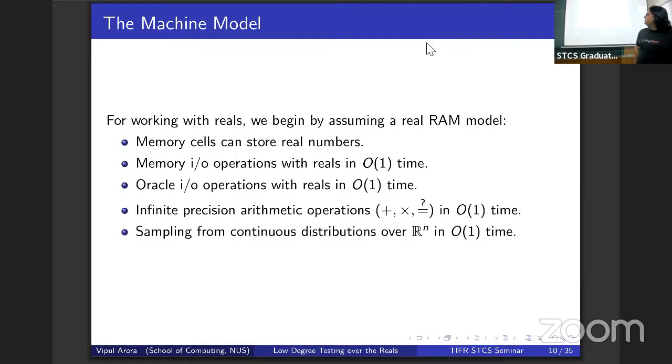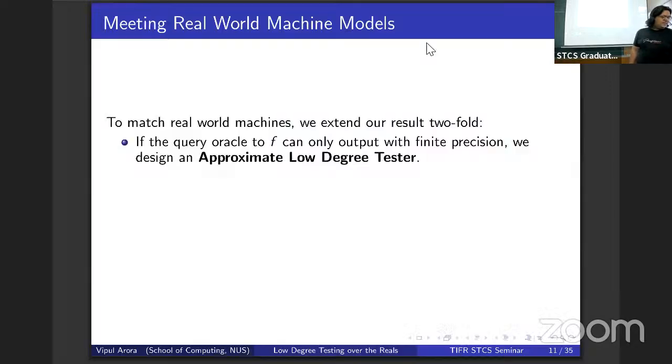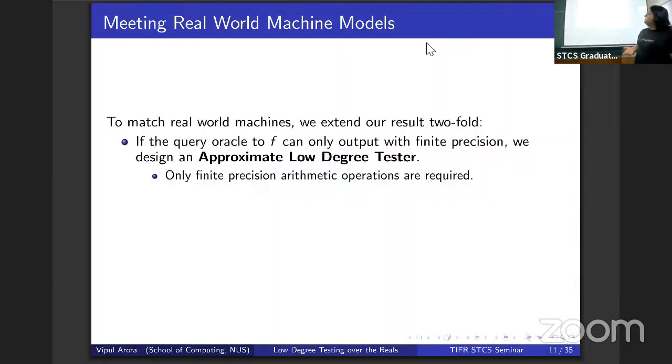Finally, on top of this, we require sampling from Gaussian distributions over Rn in constant time. To make our algorithm work over real world machines, we extend this result twofold. In the first setup, the query oracle to F can only output an answer with some finite precision. So in this case, we design an approximate logarithmic tester. Because the query oracle can only output with a finite precision, only finite bit precision arithmetic is needed in this case.